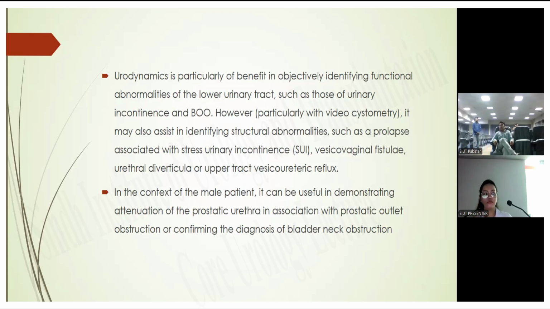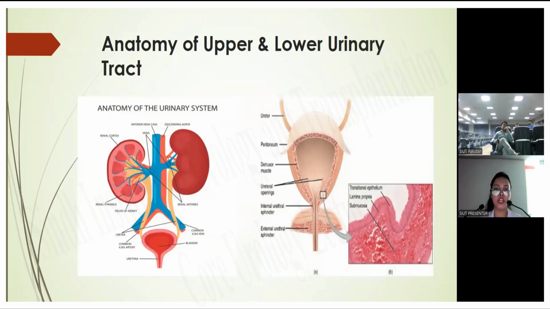So by performing video UDS, you can get additional information like vesicoureteral reflux if the patient is having VUR, or if there is a prolapse associated with stress incontinence, or the condition of the bladder neck during the voiding phase, whether the bladder neck is opening or if it is closed. So this information you can get only if you are performing the video urodynamic study rather than just a simple urodynamic study. So here is the picture for upper and lower urinary tract. We already know the kidney and ureter form the upper urinary tract, while bladder and urethra make the lower tract.